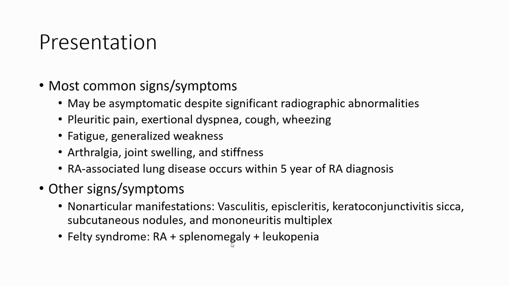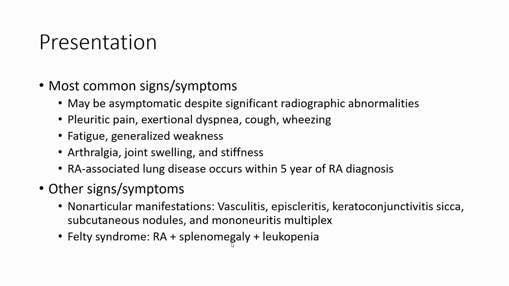Presentation. Most common signs and symptoms: may be asymptomatic despite significant radiographic abnormality. Pleuritic pain, exertional dyspnea, cough, fatigue, generalized weakness, arthralgia, joint swelling and stiffness. Rheumatoid arthritis associated lung disease occurs within 5 years of rheumatoid arthritis diagnosis.